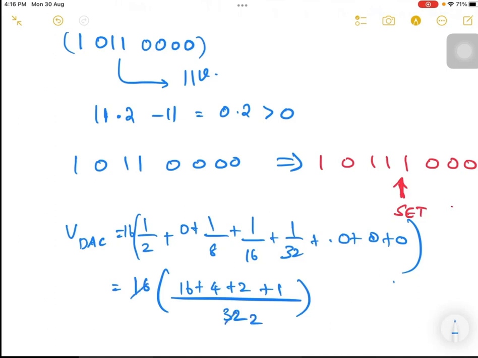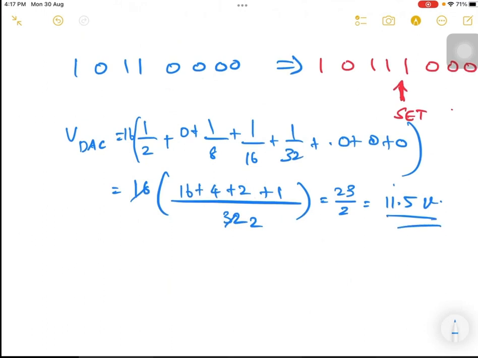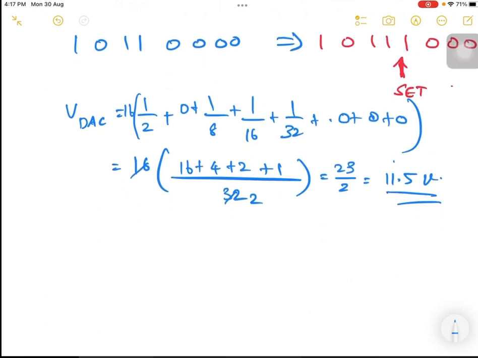So 16 here 2 times. The total value is 23/2. So 23/2 is 11.5 volts. Okay, so I'm getting a voltage of 11.5. So now again we'll go with 11.2 minus 11.5. So it will be less than 0 because I'll get minus 0.5.